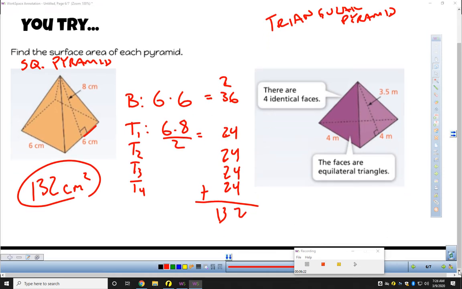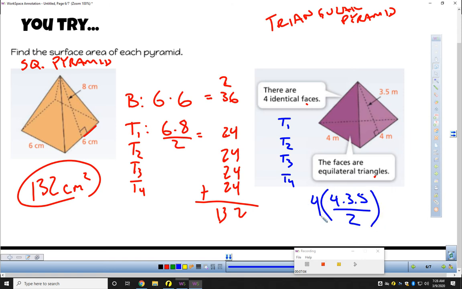Now the triangular pyramid. Notice here it tells us that there are 4 identical triangles, and they are all equilateral triangles. So if you know any of the sides, any of the edge lengths, you know all of the edge lengths. So even though I know that there are going to be 4 triangles, I know that they're all the same. So by finding one of them, I can find the area of all 4. So let's see here. My base is 4. It tells me that the height is 3.5. I need to divide that by 2 for one triangle, and then in the end, I'm going to multiply that by 4 for all of my triangles.